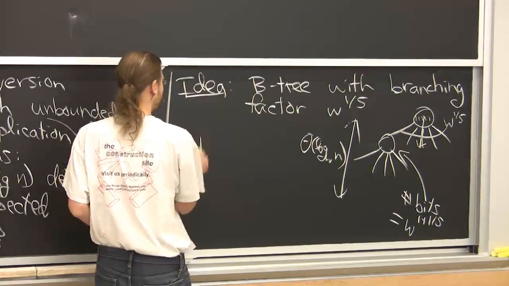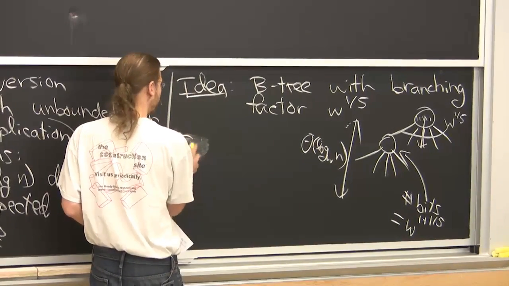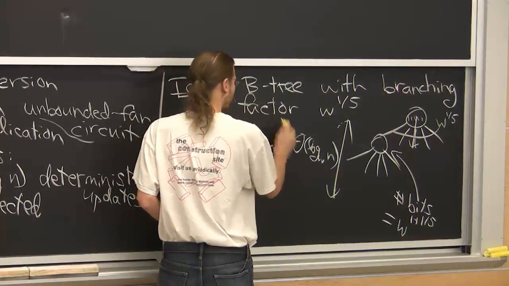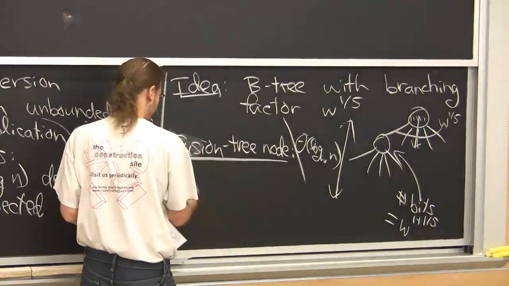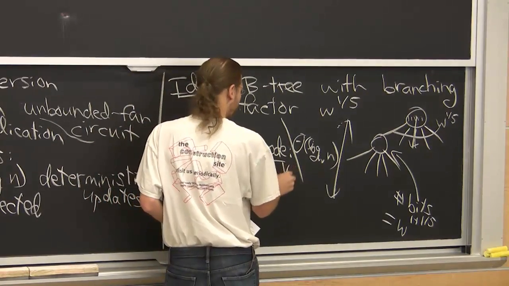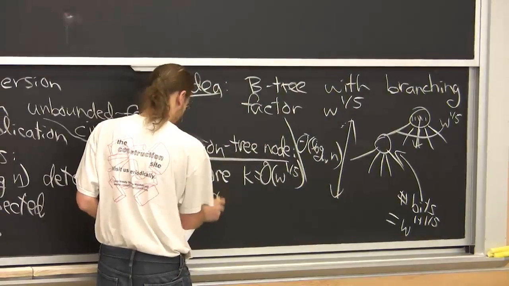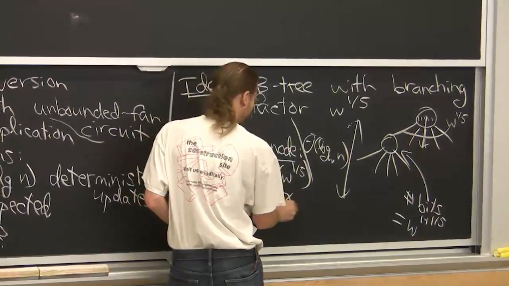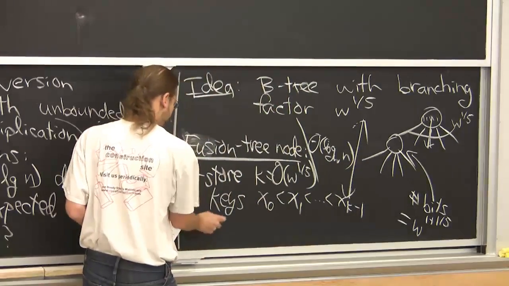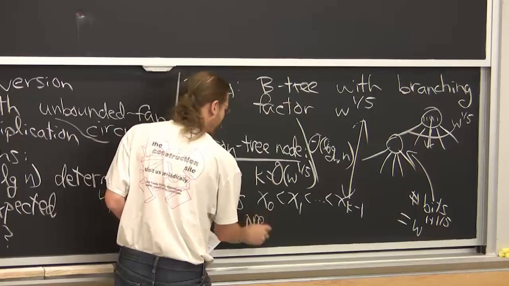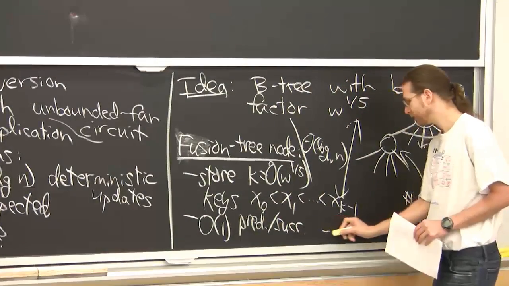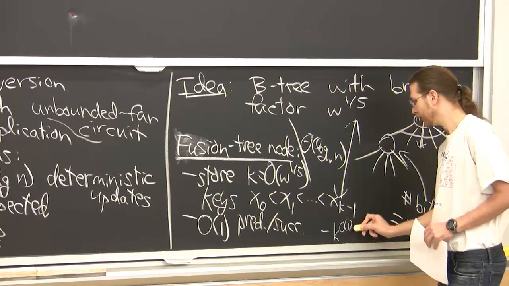So this is the idea of a fusion tree node. We need to be able to store k, which is order W to the 1/5 keys. I'm going to give them some names, x0 up to xk minus 1. Assume that they've been pre-sorted. We can pre-process and do all those things. I'm going to do constant time predecessor and successor. And it's going to be linear space, and it's going to require polynomial pre-processing.